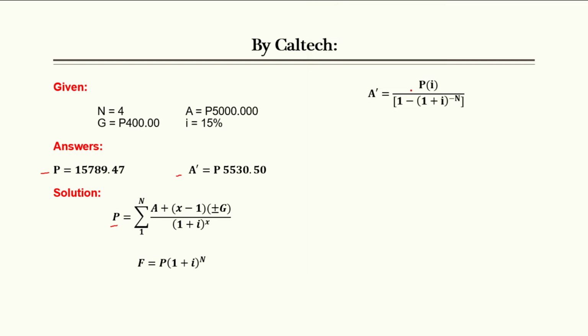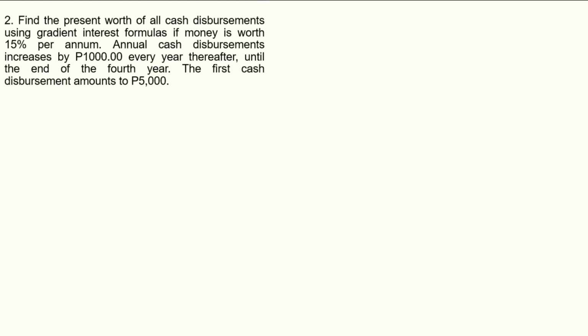Doon na tayo sa number 2. Find the present worth of all cash disbursement using gradient interest formula if money is worth 15% per annum. Annual cash disbursement increases by 1,000 every year thereafter until the end of the 4th year. The first cash disbursement amounts to 5,000. So, ang hinahanap naman ngayon ay present worth. Mas madali kasi present worth lang ang hinahanap.